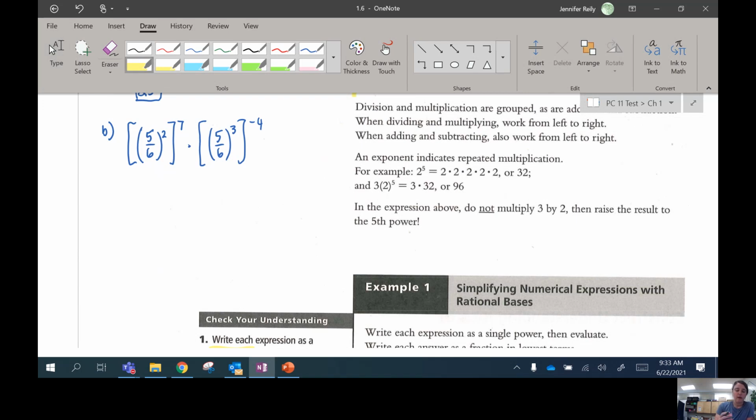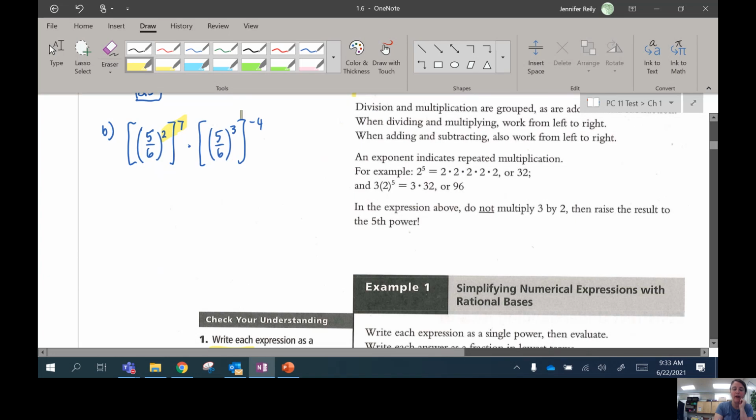What you want to do is work within the brackets first, because BEDMAS says work with brackets first, and then we'll combine them separately. So first thing we're going to do is apply that power of a power law. We have a double exponent here, so we can multiply them. So this would be 5/6 to the power of 14, since 2 times 7 is 14. And this would be 5/6 to the power of -12, since 3 times -4 is -12.